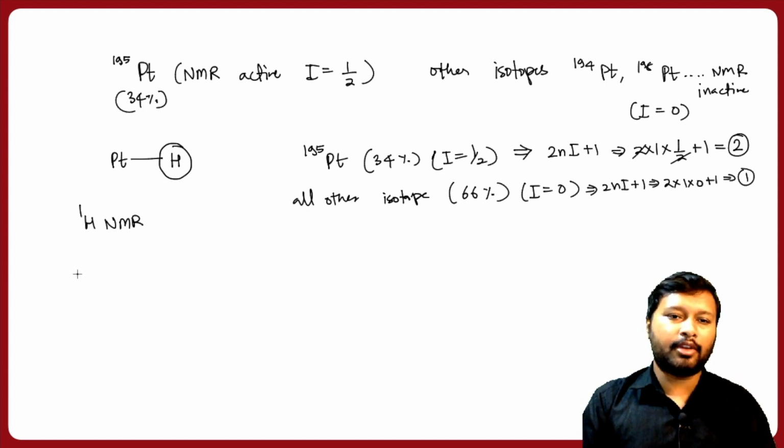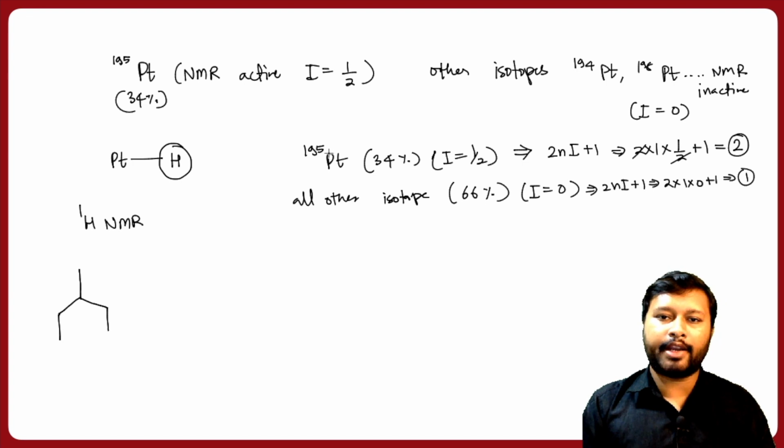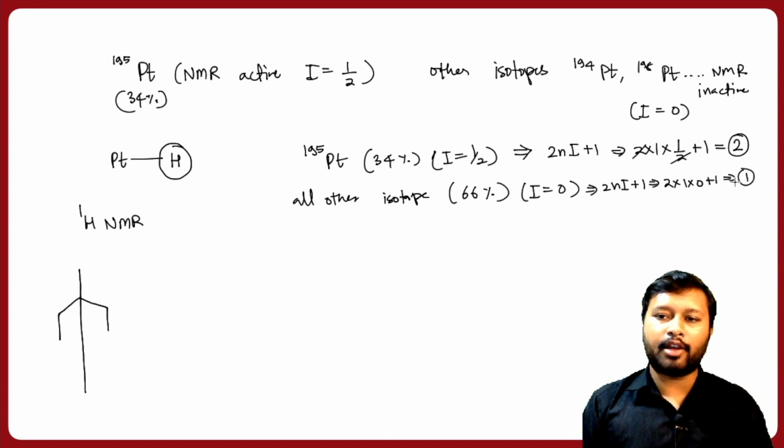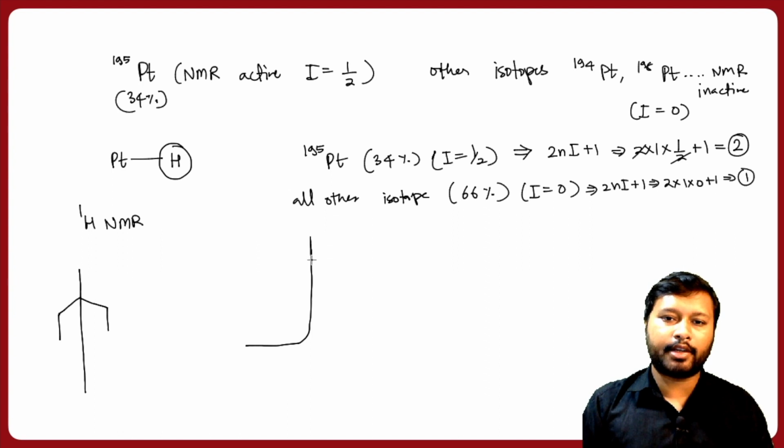So a single peak of hydrogen is going to split up into two peaks because of platinum 195, and the same peak is also not splitting and giving you a singlet peak because of all the other isotopes. So how is your spectrum going to look? Of course, the 66% abundance one is going to have a higher intensity and you are getting a singlet, so that's why you will observe a singlet like this.